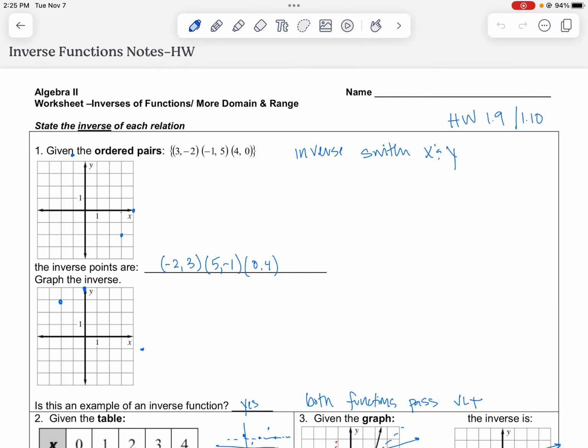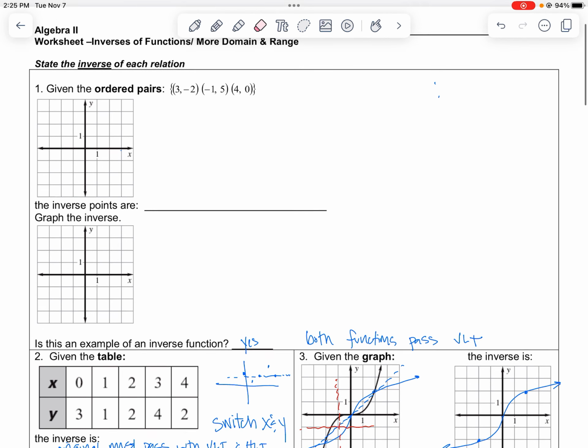Hi everyone, and welcome to the guided notes section for inverse functions. Just do a quick little erase here, and we'll start talking about how to find an inverse function and what that means.